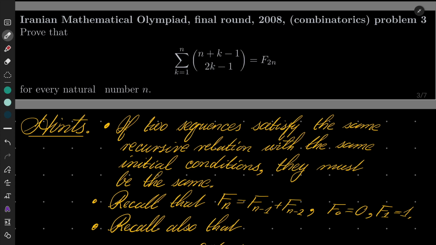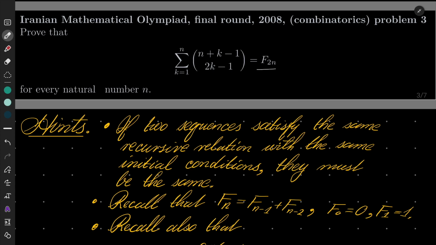So we wish to prove that for every natural number n, the following equality holds, namely, the sum from k = 1 to n of (n + k - 1) choose (2k - 1) equals F of 2n, where F of 2n is the 2nth Fibonacci number. The very famous Fibonacci sequence appears in this problem.